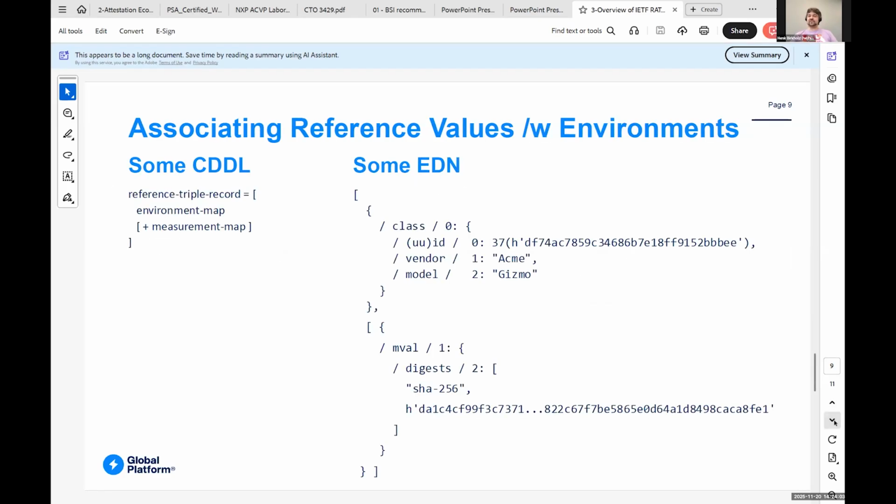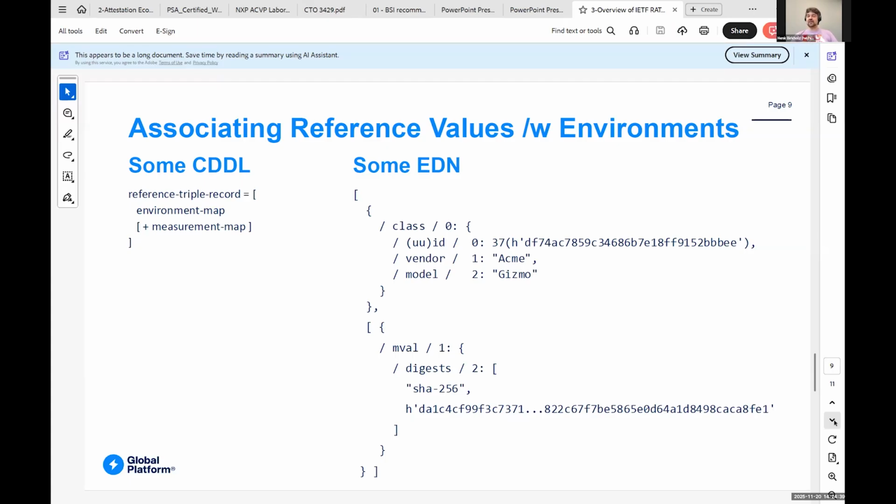So to get a little bit more specific from the abstract, this is a little CDDL, concise data definition language for JSON and/or CBOR. And we have a reference triple record here. That is the very basic thing of associating a reference value, which is in the measurement map, with an environment, which is basically identifying claims about the component. And you can see here on the right, the environment is populated with 3 claims. It's a UUID or an ID specific by the vendor. It is a vendor name and a model name.